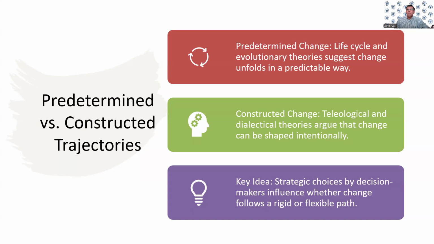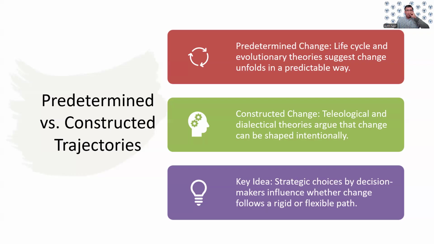Now let's take a look at the constructed change. The constructed change would be teleological and dialectical theories, where change is intentional, goal-driven, and shaped by strategic decisions. Organizations have the ability to disrupt industries and redefine markets through deliberate action. An example would be Apple's iPhone launch, where Apple intentionally disrupted the mobile phone industry with a vision driving the innovation strategy. Tesla's market entry: Tesla challenged the traditional automakers and forced the industry to accelerate EV adoption. So organizations don't just react, they can actively shape their future through bold strategic choices.